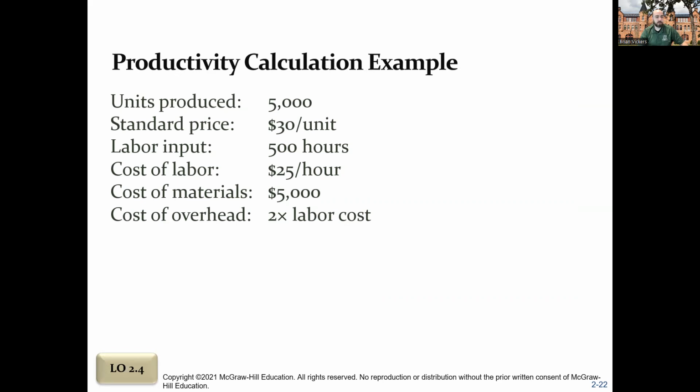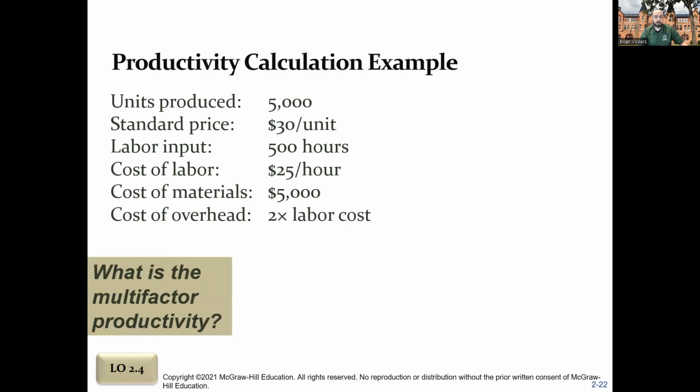The cost of overhead is whatever the labor is times 2. Overhead costs are typically listed as a multiplier, an overhead multiplier. It might be estimated to be exactly the cost of labor again, or it might be 1.5 or 1.25. It's 2 times in this case, and the total cost of materials is 5,000. So we actually ignore the standard price in this example.